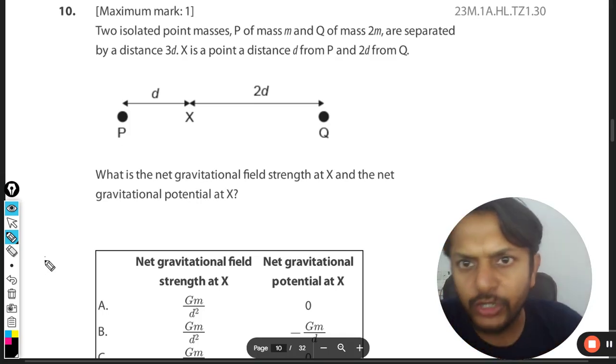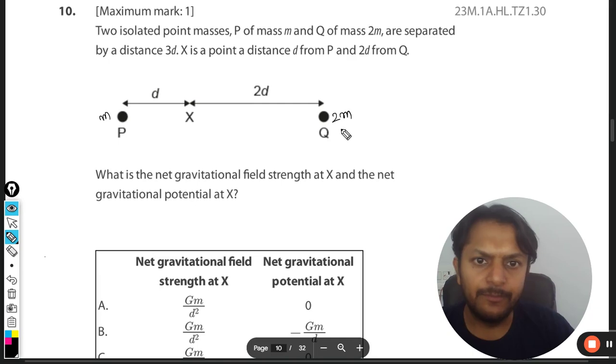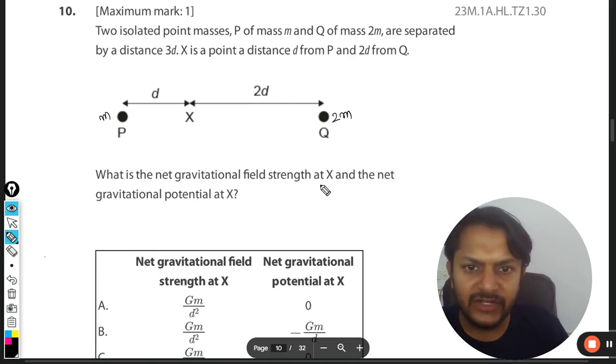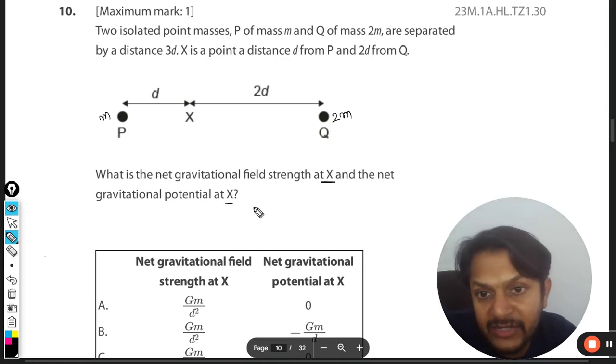Two isolated point masses, P of mass m and Q of mass 2m, are separated by a distance of 3d. X is a point, a distance d from P and 2d from Q. What is the gravitational field strength at X and the gravitational potential at X? So we want to find the gravitational field strength and the gravitational potential.